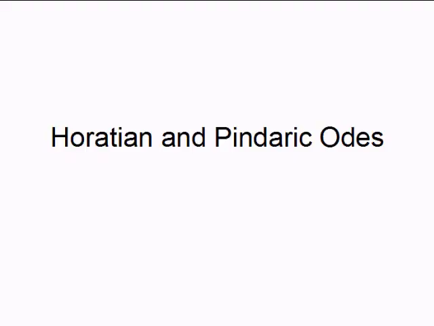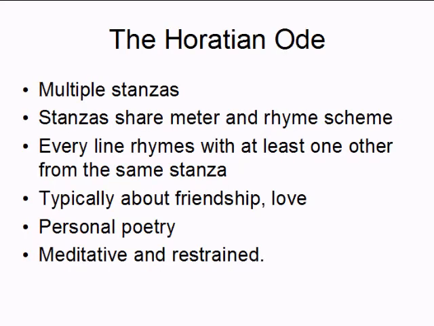The two ode forms that matter in English poetry are the Horatian ode and the Pindaric ode. Here are some of the differences between the two. A Horatian ode has several stanzas that share the same meter and rhyme scheme. Every line rhymes with at least one other line from the stanza. The Horatian ode most often deals with themes of friendship and love, and is more personal, meditative, and restrained.